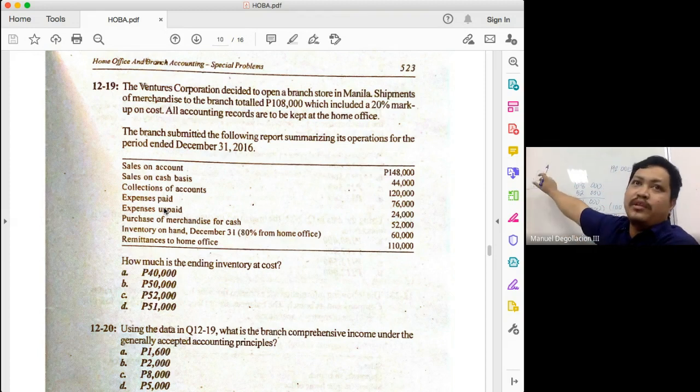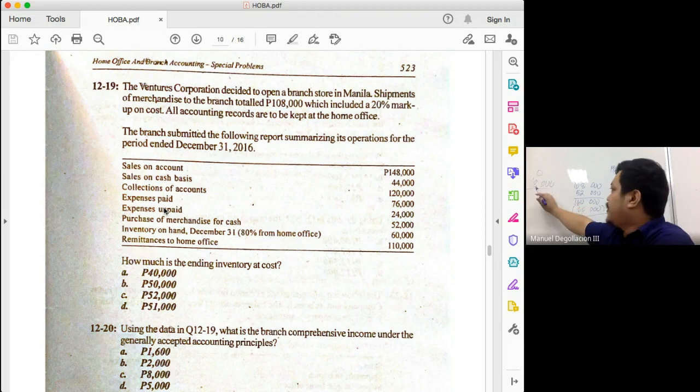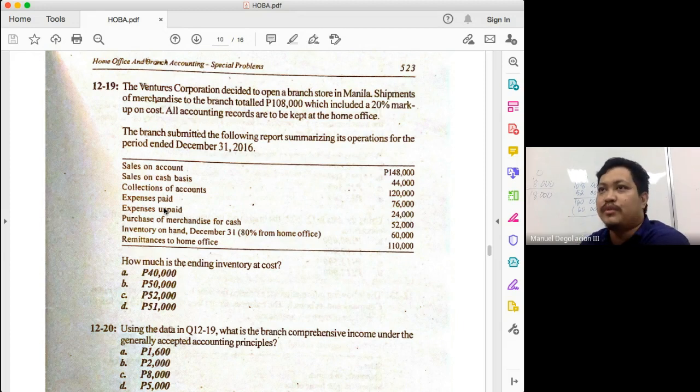Why will we not include the purchases here? Because again, we know that there is no markup on the purchases. So the markup on our goods available for sale is 18,000. If we already have the 18,000, what else do we need to arrive at the markup on the branch cost of goods sold?